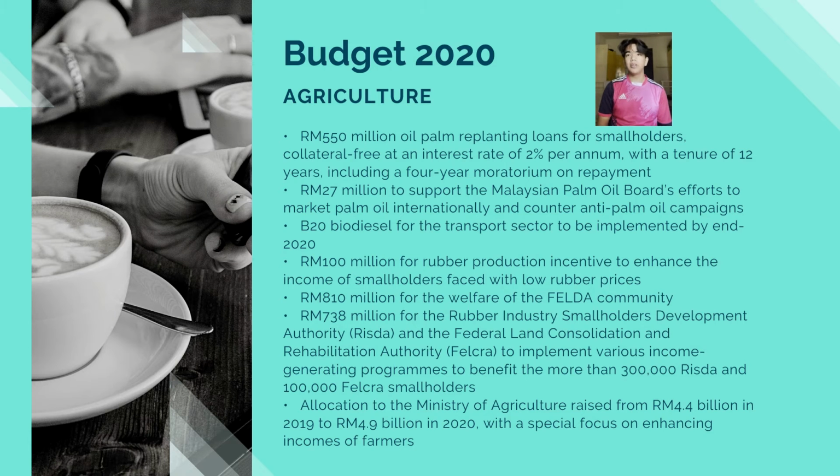And now I will explain about Budget 2020 in the agriculture sector. In 2020, around 550 million for oil palm planting loans for smallholders at an interest rate of 2% per annum, with a tenure of 12 years, including a 4-year moratorium on repayment. And then 27 million has been spent to support the Malaysian Palm Oil Board's effort to market palm oil internationally and counter the anti-palm oil campaign.